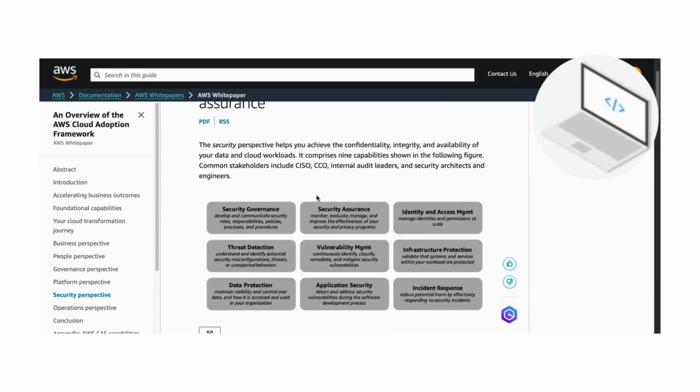Next is security assurance. Security assurance ensures continuous monitoring and improvement of your security and privacy programs. It's about building trust and demonstrating that your organization is compliant with regulatory requirements. You should establish a comprehensive control framework that aligns with your business objectives. Regularly review policies, controls, and compliance certifications to verify that security measures are effective and efficient.